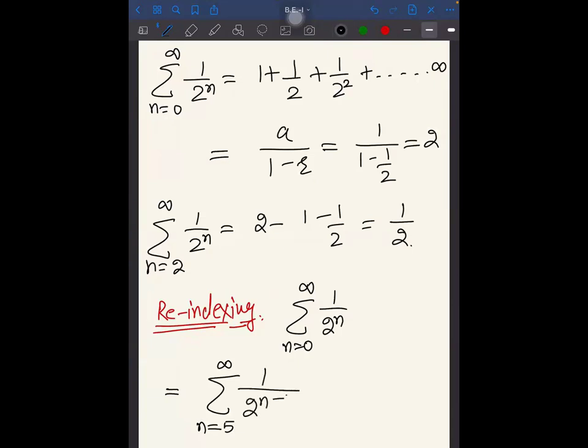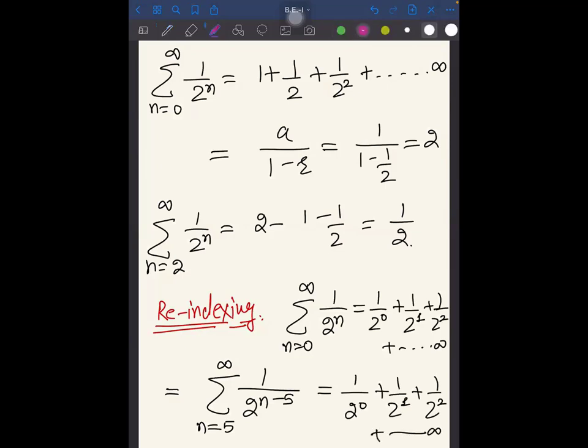I'll make a back shift over there. Understand, here the series is this. You want to keep the same series: 1 by 2 raised to 0, 1 by 2 raised to 1, 1 by 2 raised to power 2, and so on up to infinity. So you want there to be 0, just like this series, but here it is n minus 5. What value of n is suitable to make it 0? 5, of course. So you should start it from 5, right? This is a kind of back shifting.